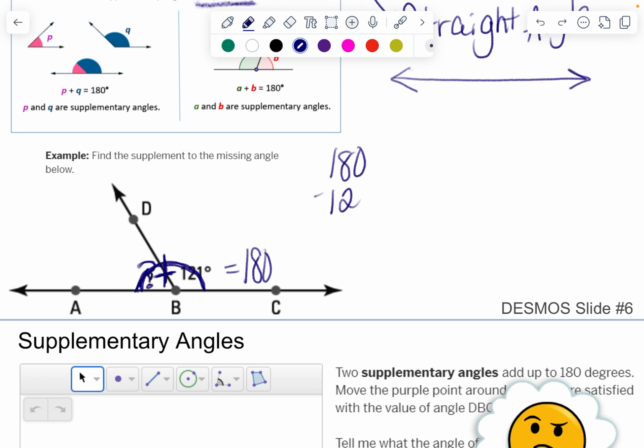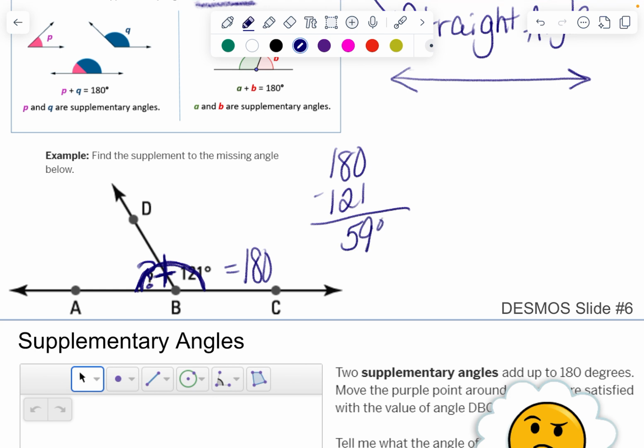Now, you're going to be putting that in your calculator, but I don't have mine right here in front of me. I got my phone right here. Let me use it. So, 180 minus 121 is going to give us 59 degrees.